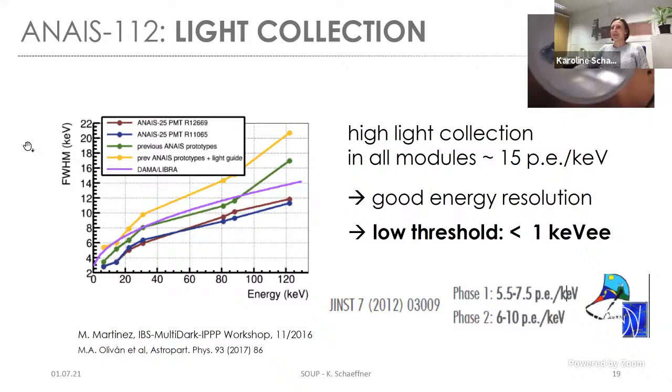So what about light collection? They have very high light collection of around 15 photoelectrons per keV for all the crystals. So this is very good. And the threshold, as I said already before, is lower than 1 keV electron equivalent. If you want to compare this now to DAMA, they had in the first phase around 5 to 7.5, and then 6 to 10, so there's quite some difference. So they are really doing well in light collection.